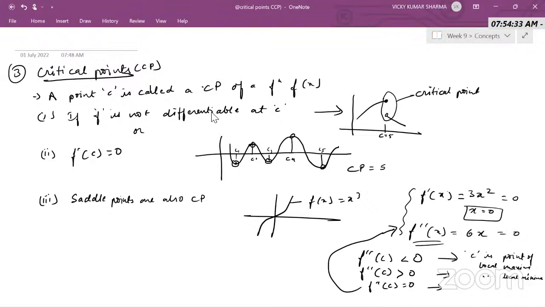Look at the graph. Can you say this is a point of minima or maxima? No, sir. At 0, you cannot say anything, right? Now again, you can tell me, what about this then? Why can't you say at any other point, right?